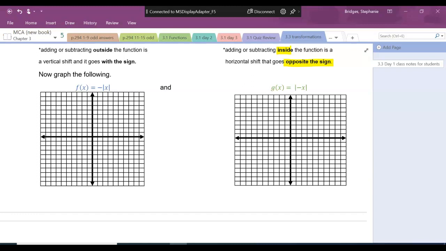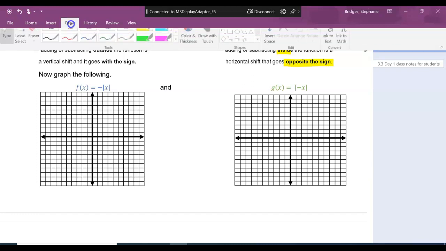So what is it looking like that negative in front of my absolute value bar is going to do? Flip it upside down, right? Let's see.